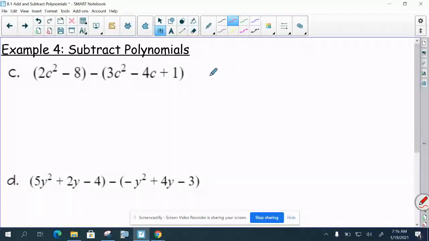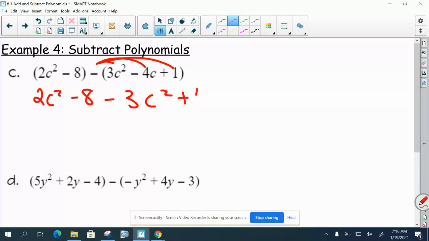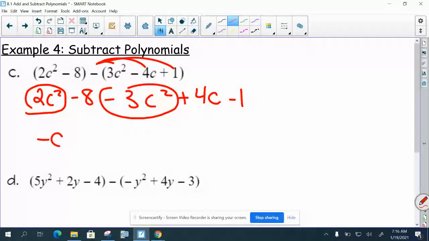All right. For C, once again, we'll distribute the negative sign, sorry. So 2c squared minus 8 minus 3c squared plus 4c minus 1. So we have 2c squared minus 3c squared is negative 1c squared. And then you've got the 4c that comes next. And then you've got negative 8 minus 1, which is negative 9. That would be that answer.